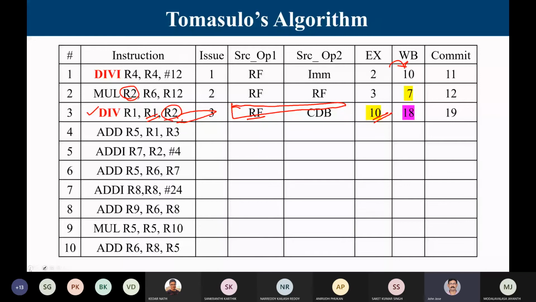So at clock cycle number 3, when I am trying to issue, that time, where is R1? R1 is available in the RF. Where can I get R2 from? R2 shows that it is still under process, because from the 3rd cycle onwards the execution starts. So you will get the value from the CDB. So I am waiting in the reservation station.